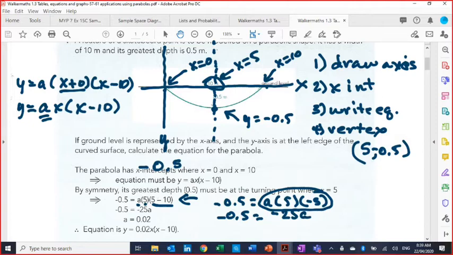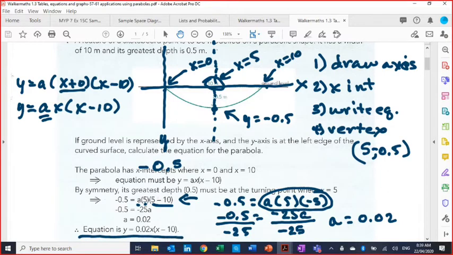We just need to solve for a. Since it's multiplied by negative 25, the opposite of multiplying by negative 25 is dividing by negative 25. So negative 0.5 divided by negative 25 gives me a equals 0.02. Negative divided by negative is positive. 0.5 divided by 25 is 0.02. Okay, so that gives me my final equation with my a in it.